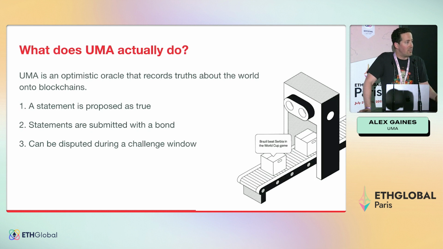And then essentially you can propose a transaction and attach a bond to that transaction that enters into a challenge window. And during that challenge window, if anyone disputes, it's escalated to the token holders to resolve. And if nobody disputes, at the end of that challenge period, it is deemed as valid and can be used in your smart contracts.